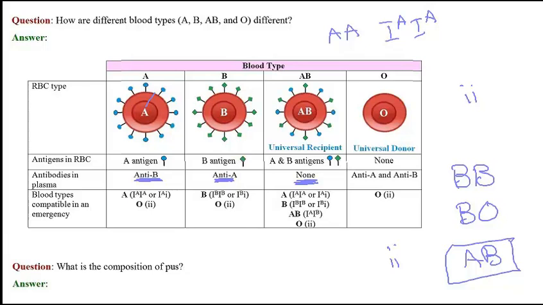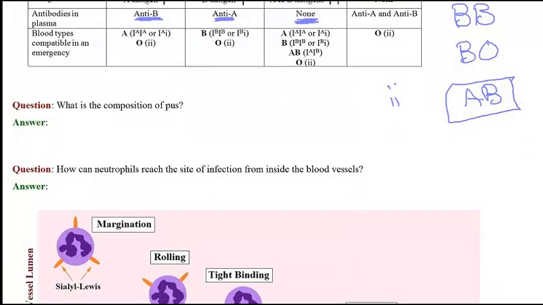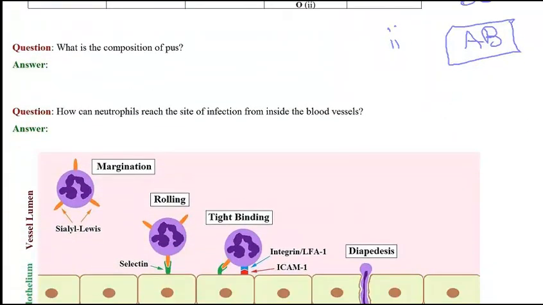Okay? What is the composition of pus? We already discussed. It's neutrophils that die from engulfing pathogens, and the remnant of these neutrophils produce a yellowish opaque liquid that is called pus.